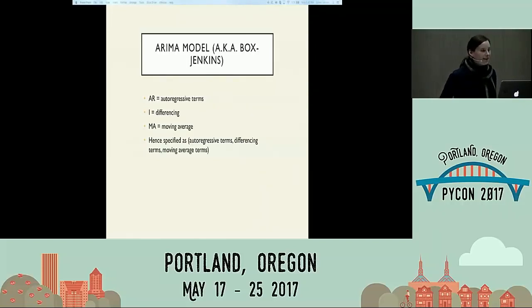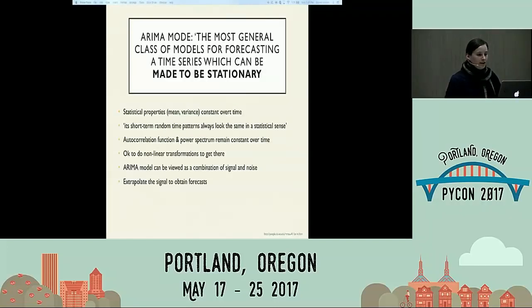Now, to tell it how many times to difference, you have to know it, right? It won't figure that out for you, but that is included. Now, the I in the ARIMA part is really not that important because you can also just do an ARMA model where you've done the differencing. So the I is sort of optional, more record keeping, but the autoregressive and the moving average portion of your model are what's important. So your ARIMA model is the most general class of models for forecasting a time series, which can be made to be stationary.